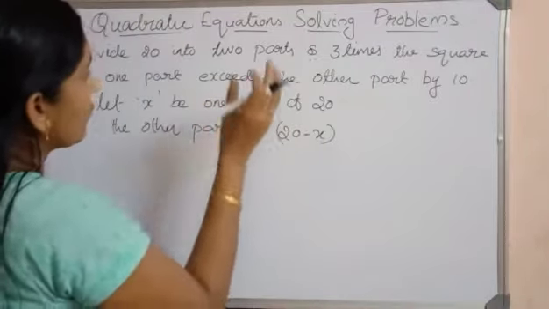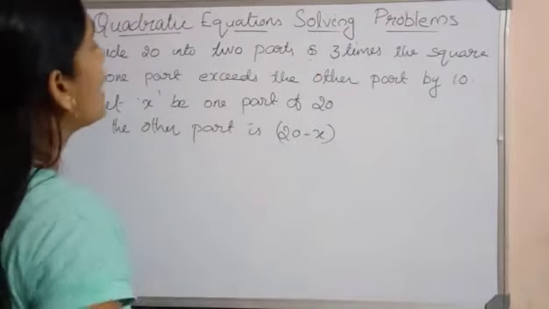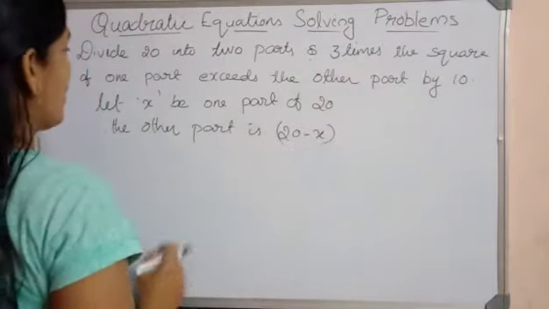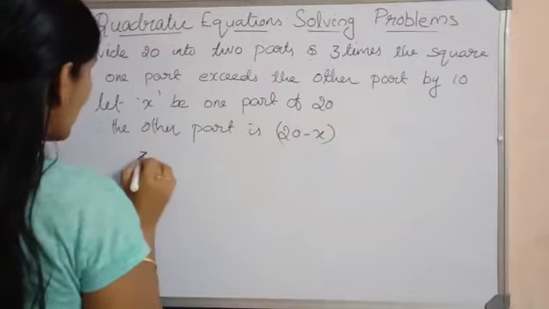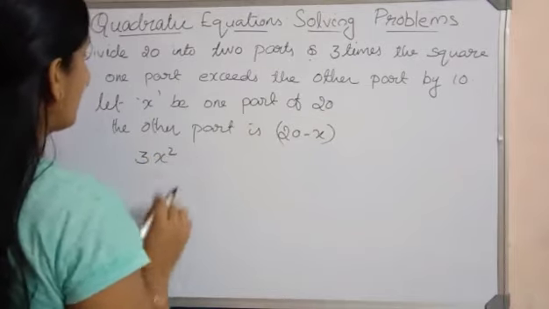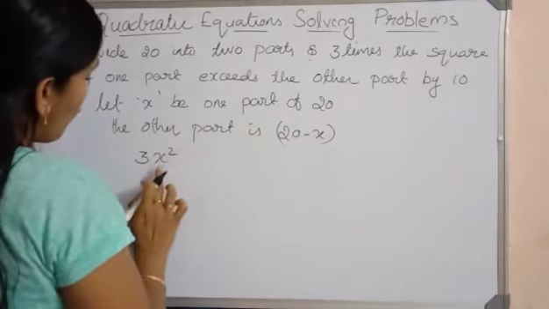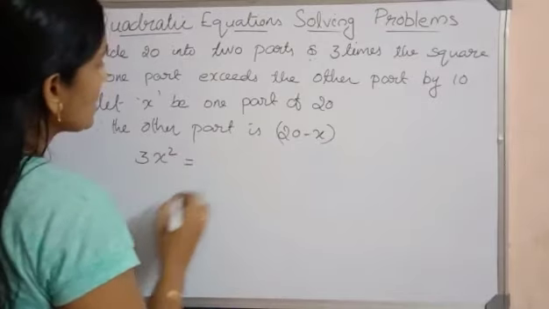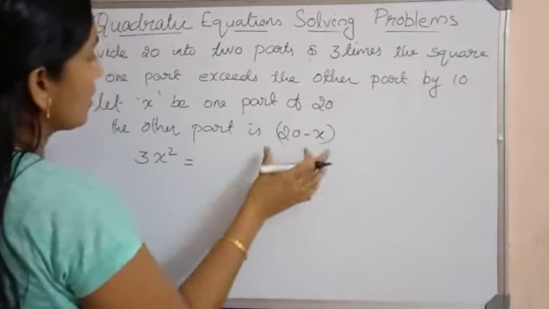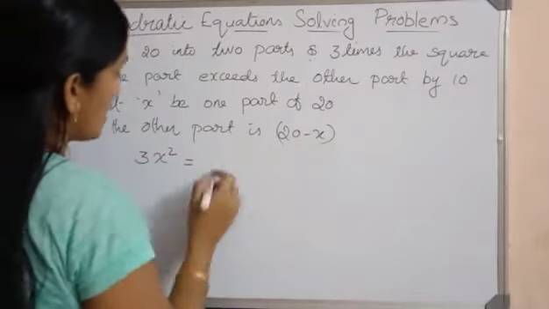So it is given that 3 times the square of one part exceeds the other part by 10. So let's consider x. 3 times the square of one part is the same as 10 more than the other part. The other part is 20 minus x, plus 10. As per the question, 3 times the square of one part exceeds the second part by 10. Exceeds means it will be 10 more than that.